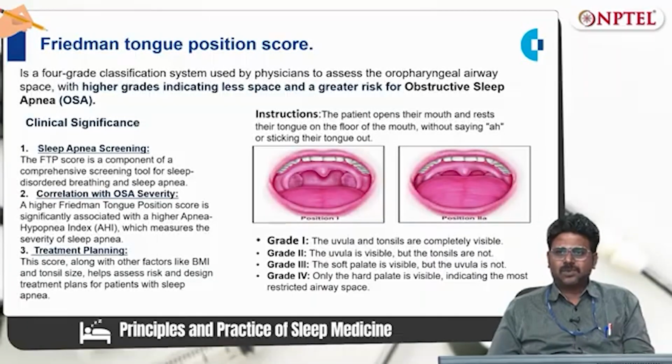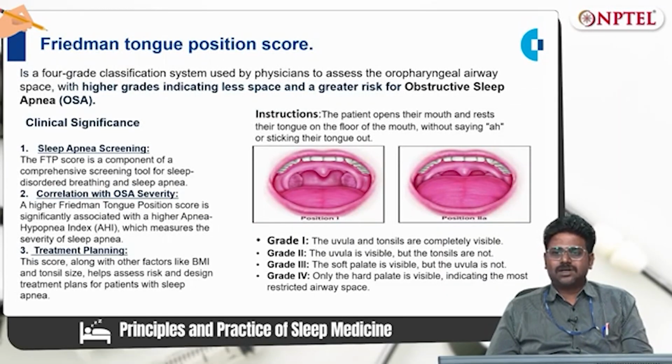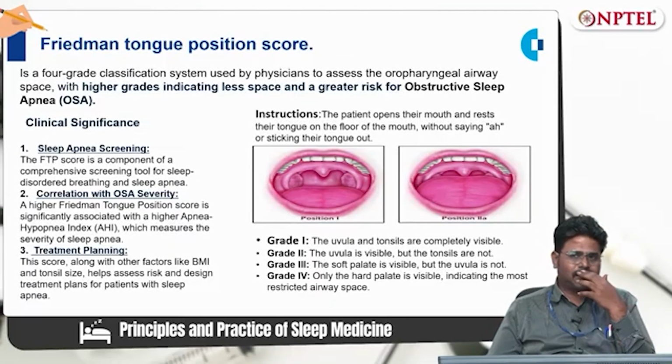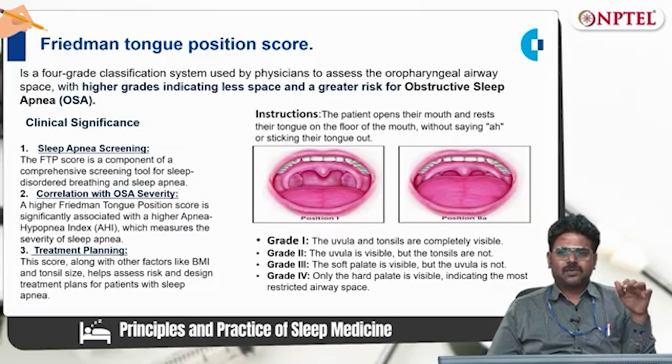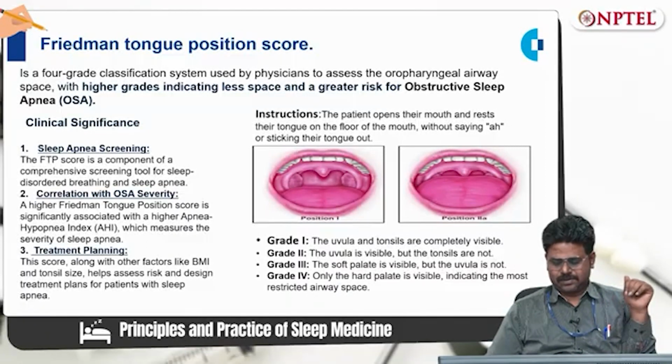And then instruction. The patient opens their mouth and rests their tongue on the floor of the mouth without saying ah or sticking their tongue out. Then grade 1 is the uvula and tonsils are completely visible. Grade 2 is that the uvula is visible but the tonsils are not. Then grade 3 is the soft palate is visible but the uvula is not. Grade 4 is only the hard palate is visible, indicating the most restricted airway space.